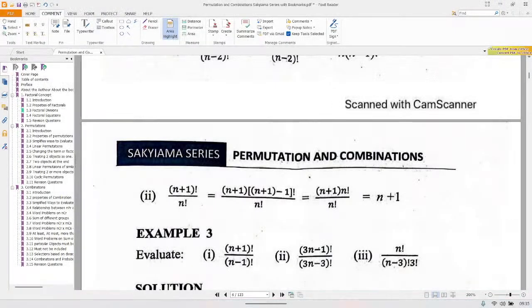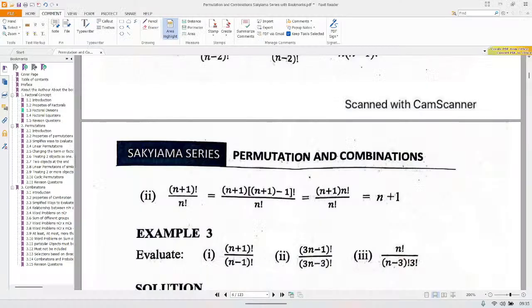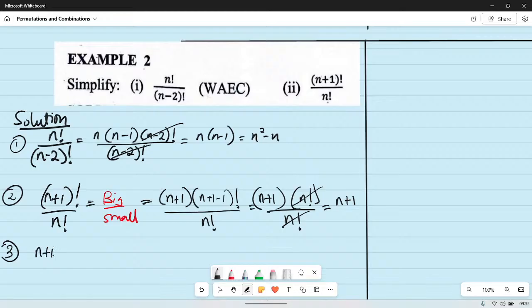Let me write n plus 1 factorial by n minus 1. Let's try this one. N plus 1 factorial over what? n minus 1 factorial. Very good. Now, which one is big? Which one is small? Big. So what are you going to do?